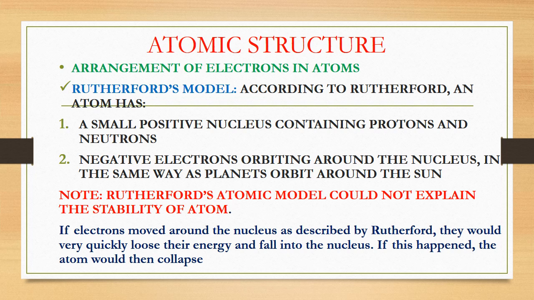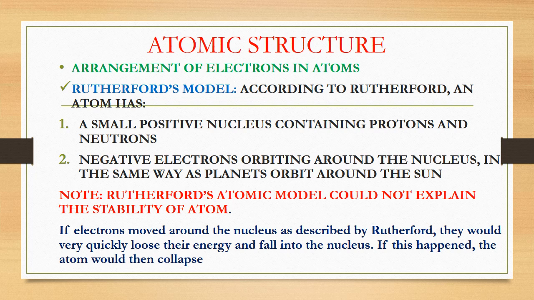Coming to arrangement of electrons in atoms with respect to Rutherford's model. Rutherford said an atom has a small positive nucleus in the center, which contains two subparticles, that is protons and neutrons, which you already know of. Number 2, it also says that negatively charged subparticles, that is electrons, will revolve around the nucleus in the same way as planets orbit around the sun.